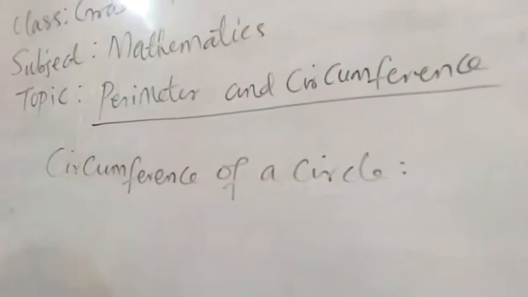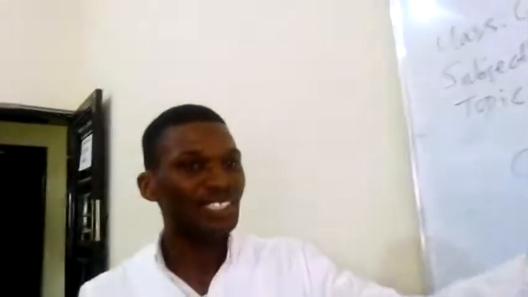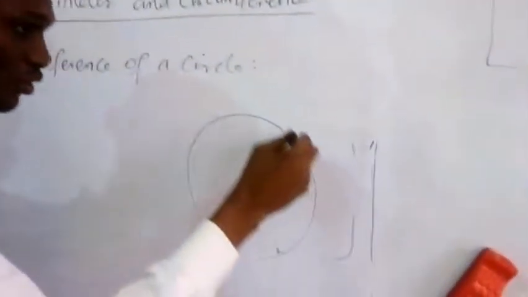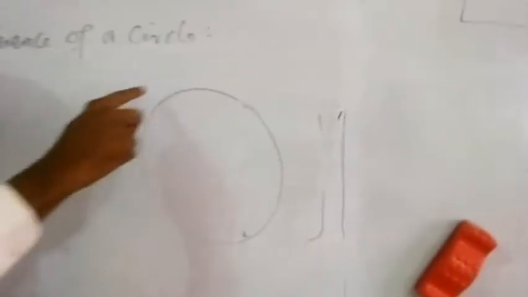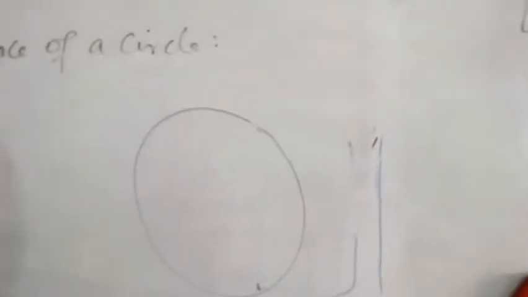And we look at circumference of a circle. Now, circumference of a circle is the distance around a circle. As we all know, a circle does not have any edge. Circle is drawn this way, it does not have any edge. So the distance around the circle is given as the circumference of the circle.